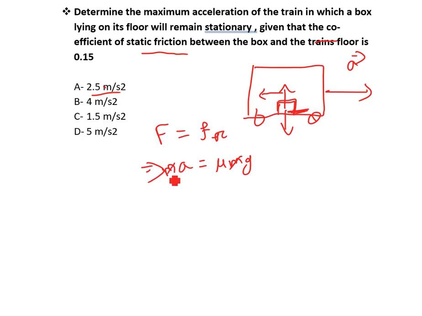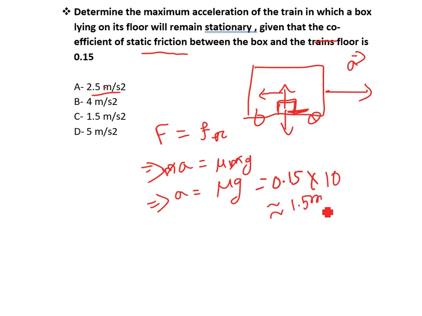So mass on both sides cancels out, and a will become mu into g. Mu is given as 0.15, and g, if I take 10, so its value will become 1.5 meter per second square, which, if you see clearly, is option C. So question number 6, option C.